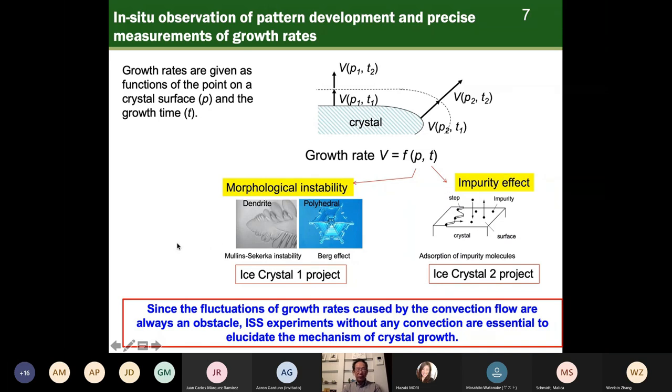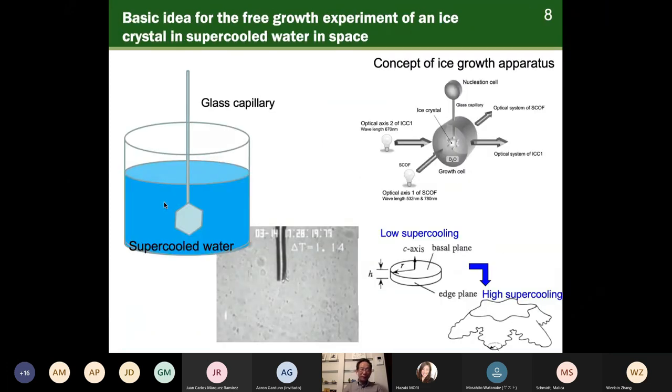Fortunately, we could do space experiments on ice crystals twice, and we changed the main subject between the first and the second. From both experiments, we could obtain very nice data. From this, I'd like to talk about our experiments in space in a little more detail. The first slide is the basic concept of ice crystal growth in supercooled water.